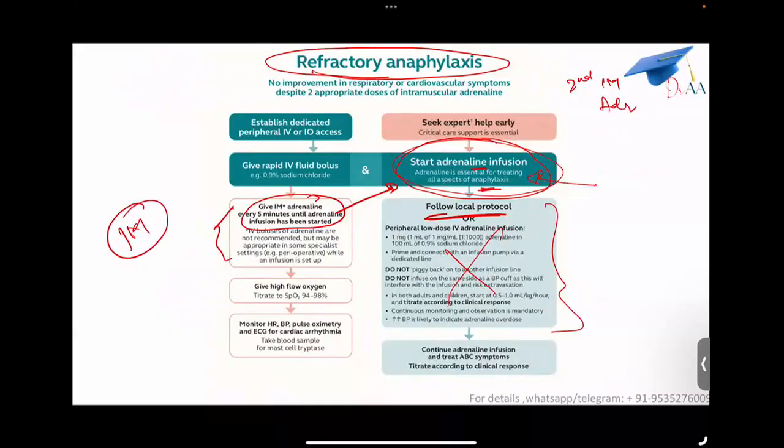Sir, for IV, what experience is needed, sir? What do you mean by experience? Basically, you have been working in an intensive care unit previously. You have witnessed someone giving IV. You know how it acts. You know the mechanism of action. If there are adverse effects, you know how to treat them.